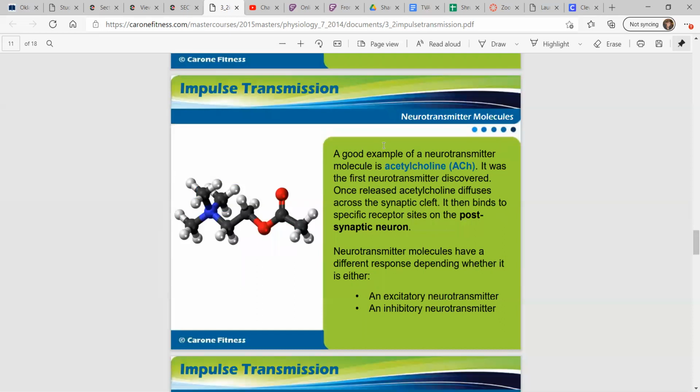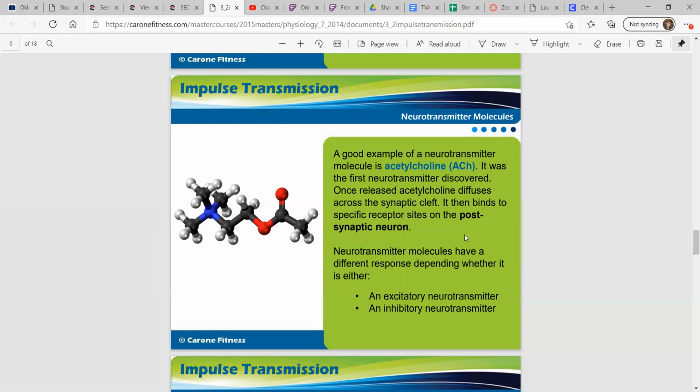And a good example of a neurotransmitter is acetylcholine, or ACh. Acetylcholine, choline. And it was the first neurotransmitter discovered. Once released, it diffuses across the synaptic cleft, and then it binds to specific receptor sites on the postsynaptic neuron.